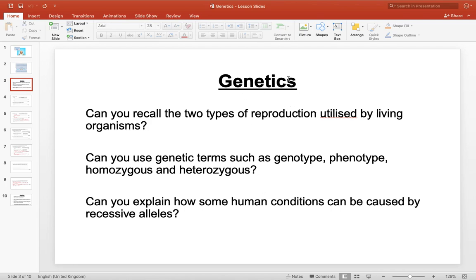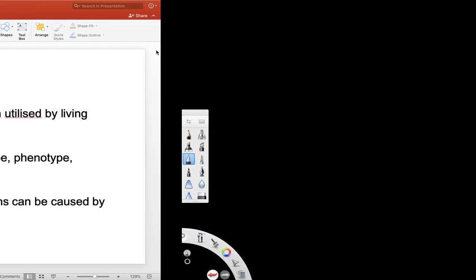So can you put the title in your books as you would do for any other lesson, genetics? Can you put the date? And we'll get on with the lesson to answer these three questions.